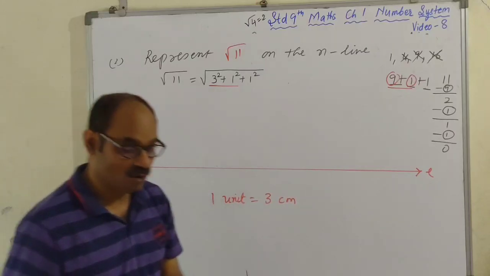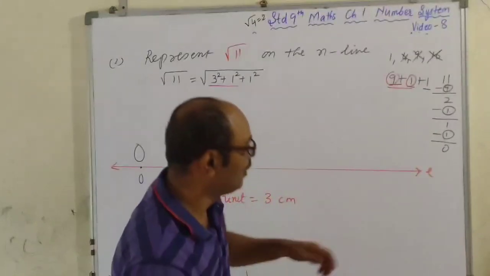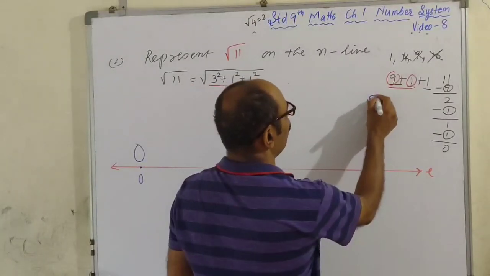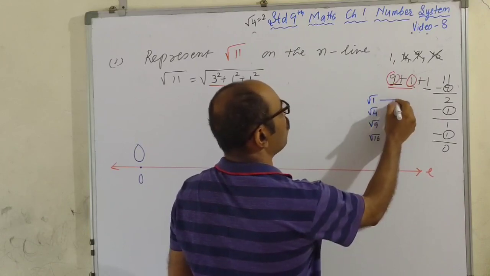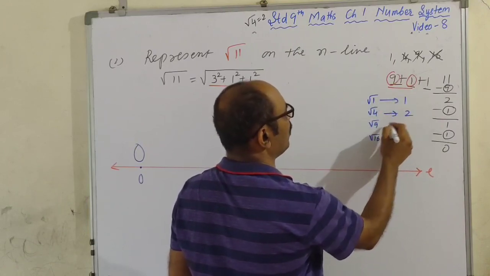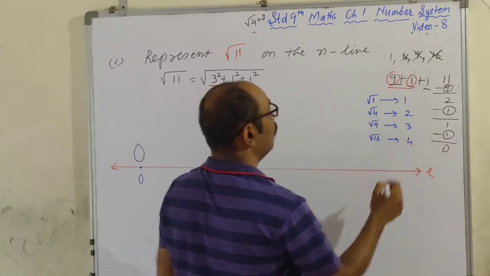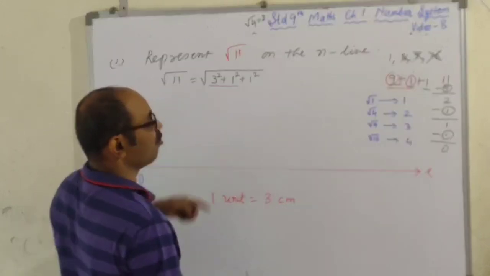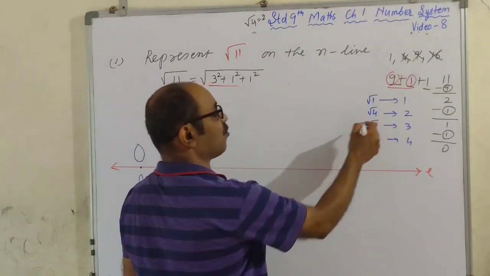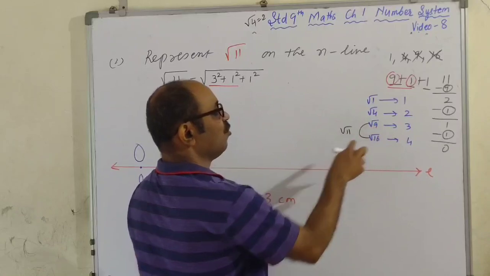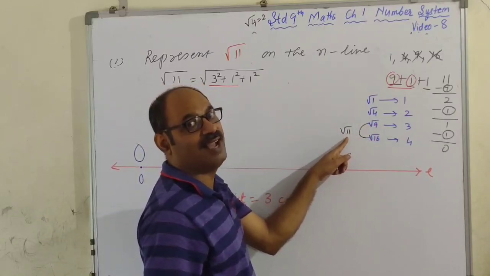First decide, children, first decide between which numbers root 11 will come. Root 1, root 4, root 9, root 16. Root 1 is 1, root 4 is 2, root 9 is 3, root 16 is 4. Yes, we have root 11. Now this root 11 falls between root 9 and root 16. 11 falls between 9 and 16.